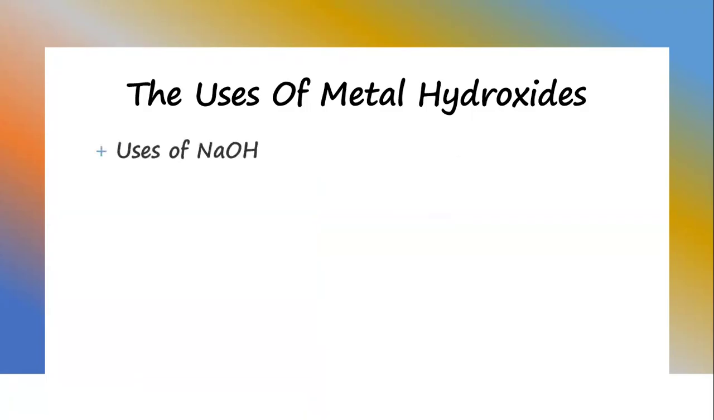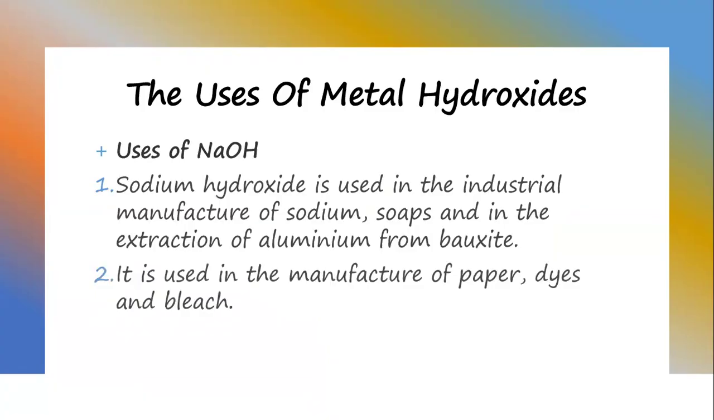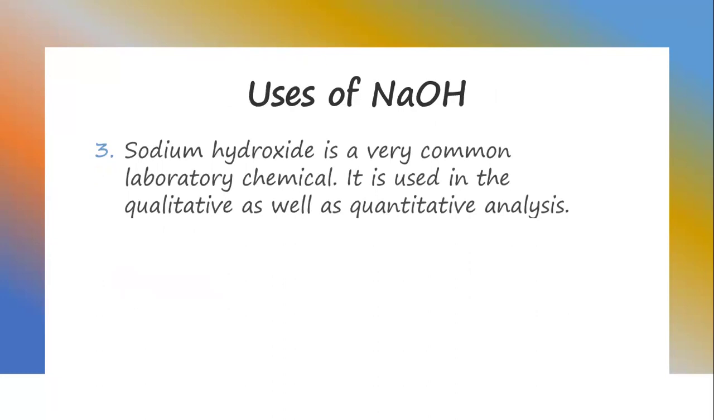Starting with the first one, the uses of sodium hydroxide. Sodium hydroxide is used in the industrial manufacture of sodium soaps and in the extraction of aluminum from bauxite. So that's the first use. It is also used in the manufacture of paper, dyes, and bleach. Also, sodium hydroxide is a very common laboratory chemical, meaning that it is very much used in qualitative as well as quantitative analysis. So both of these require the use of sodium hydroxide.